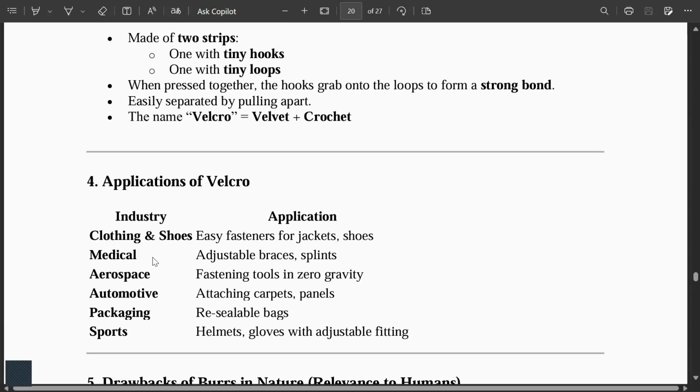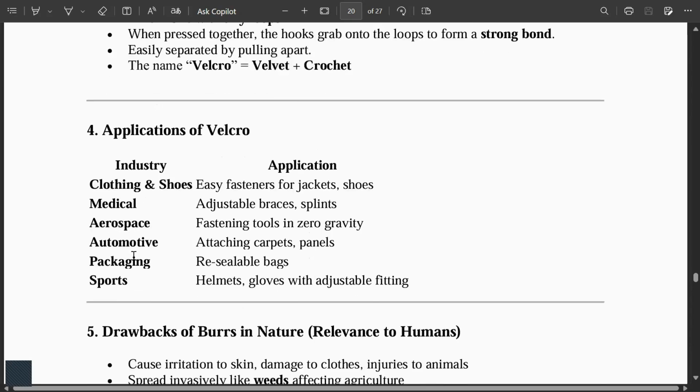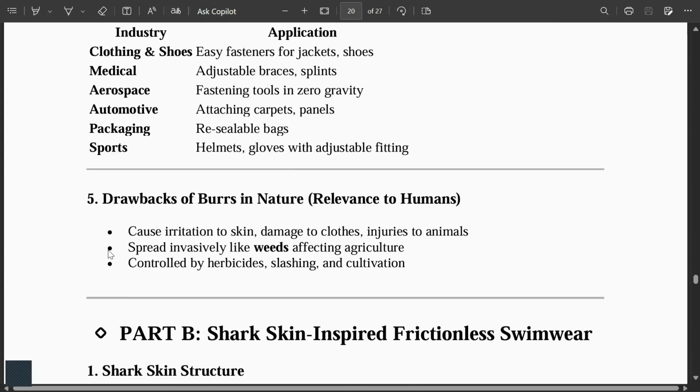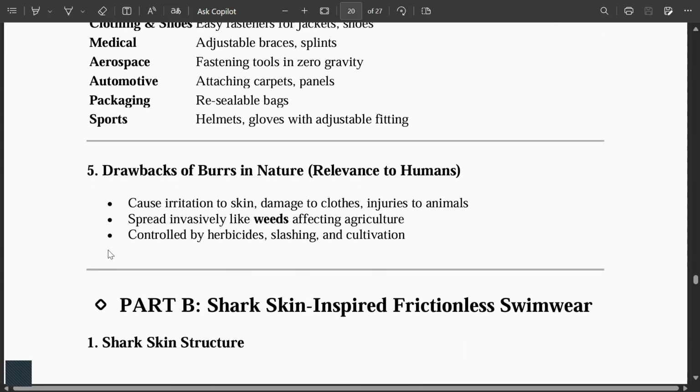Applications: we use it in clothing and shoes, in jackets and all, in the medical field for adjusting the braces, in aerospace for fastening the tools in zero gravity. Then in packaging, in sports, we use it. Then drawbacks: it causes irritation to some skin. Then it is controlled by herbicides and cultivation.